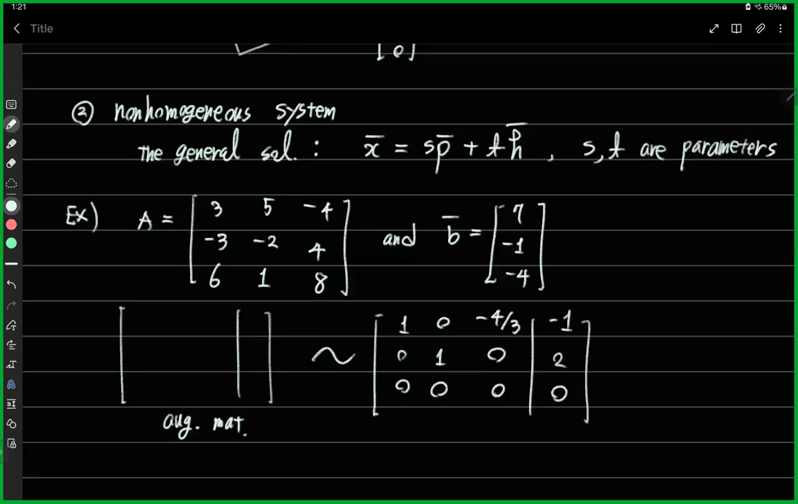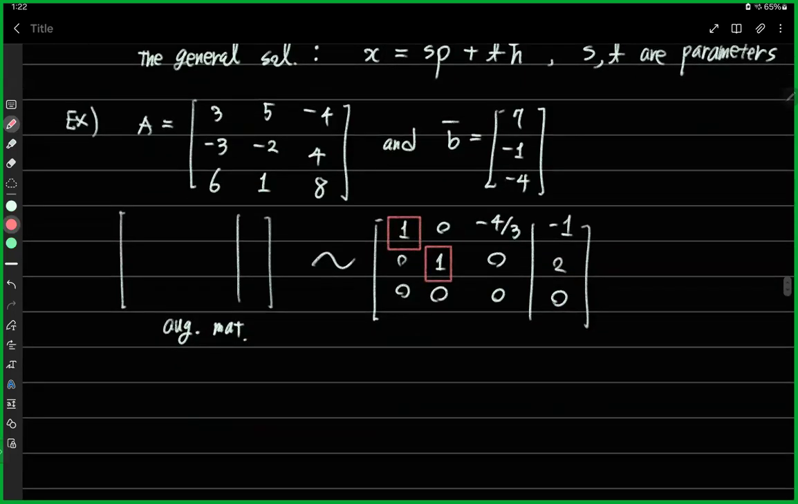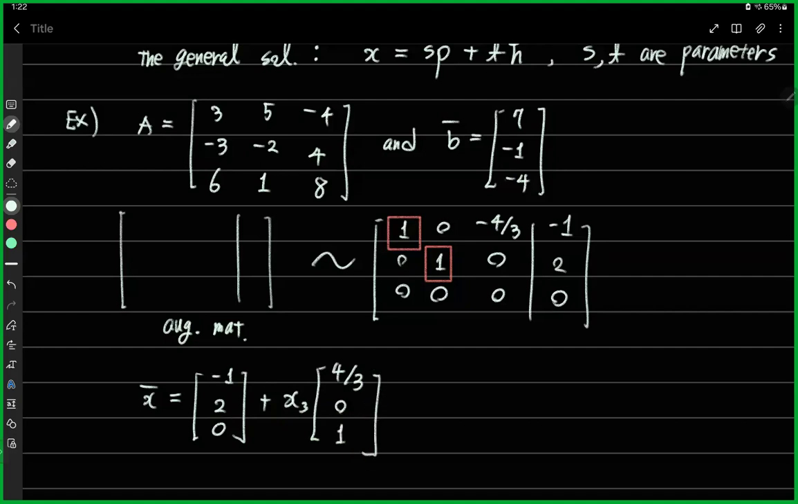So we got this, which means that we got two pivot columns here, right? The 1 in the first column, and the 1 in the second row, second column. So the first two columns are pivot columns, and the last row is just all zero entries. So we got one free variable. So finally, x bar is going to be (-1, 2, 0) plus x3 times (4/3, 0, 1). I just skipped several steps, but I'm sure that you can figure that out.